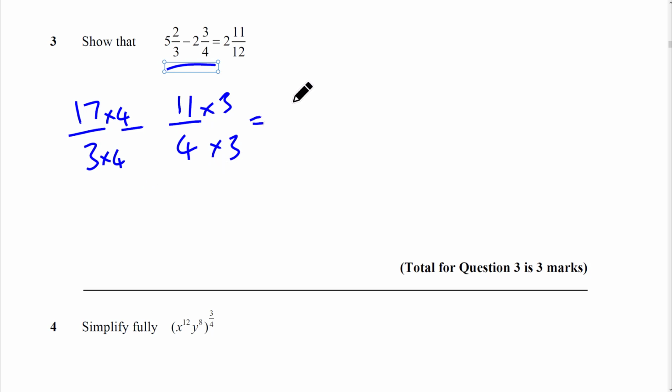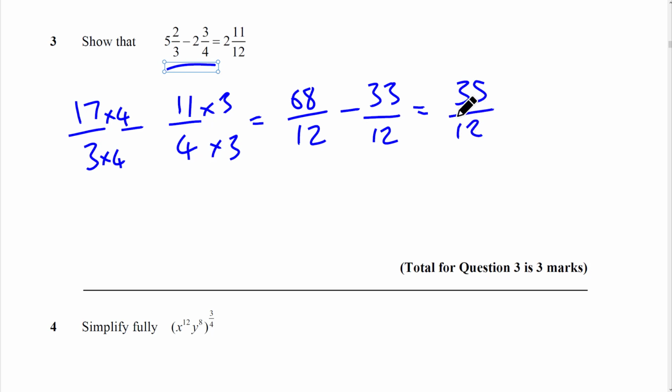17 times 4, that's 68 over 12 minus 33 over 12. It's going to be 35 over 12. That's good. So that's the clue here, because it's something over 12. Yep, 2 12s go into 35, and there's 11 left over, and that's your 3 marks done.